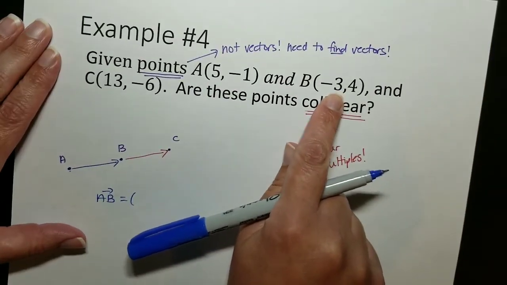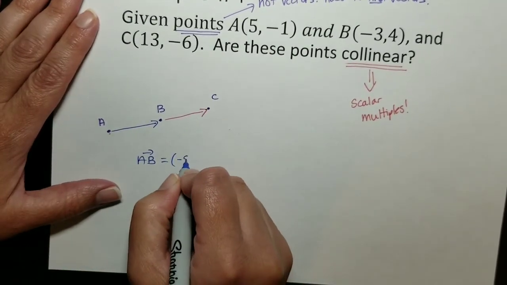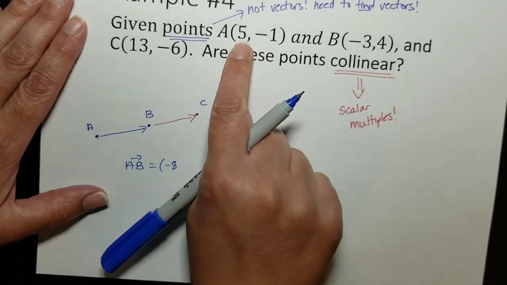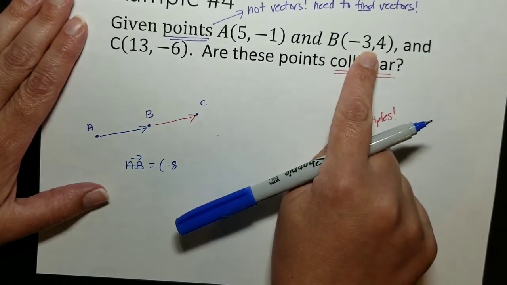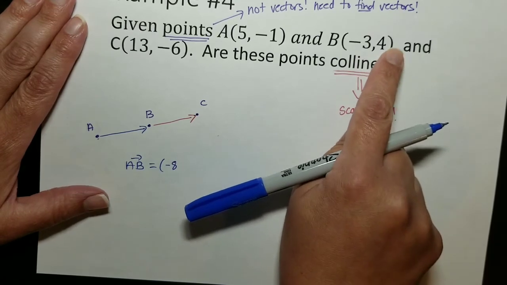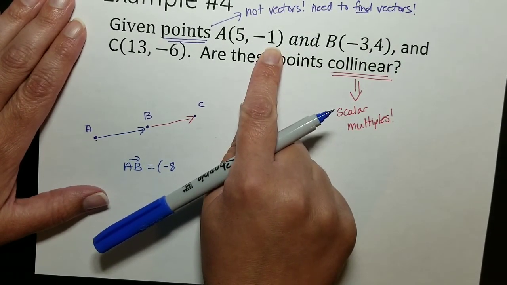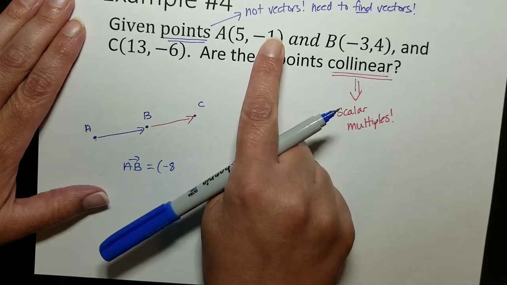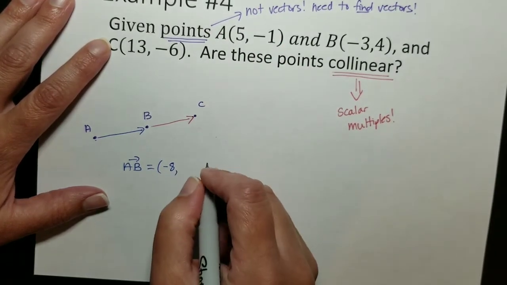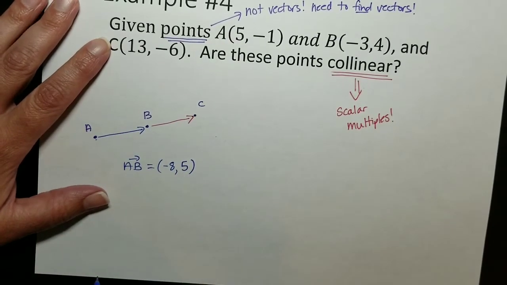So I have -3 minus 5. The x component of AB is -8 because it goes from an x value of 5 to an x value of -3, so it's moving 8 in the negative direction. And then 4 minus -1. Careful here with the minus and negative. I know it's a silly thing to point out this many times, but people really do make mistakes on that. So 4 minus -1 is +5.